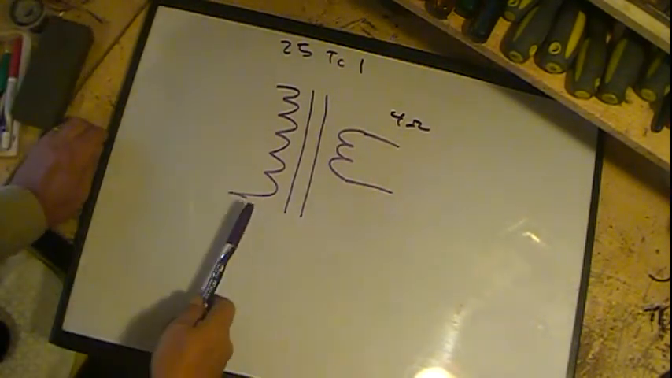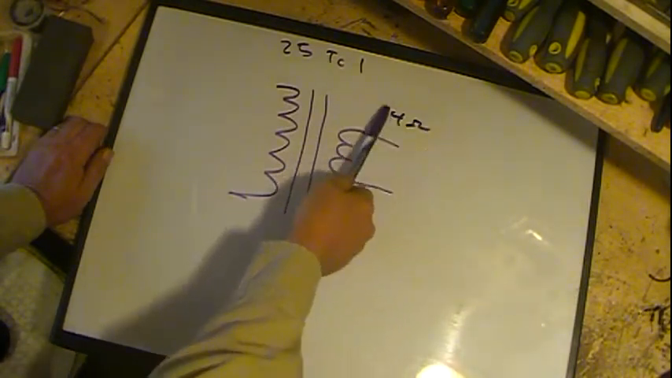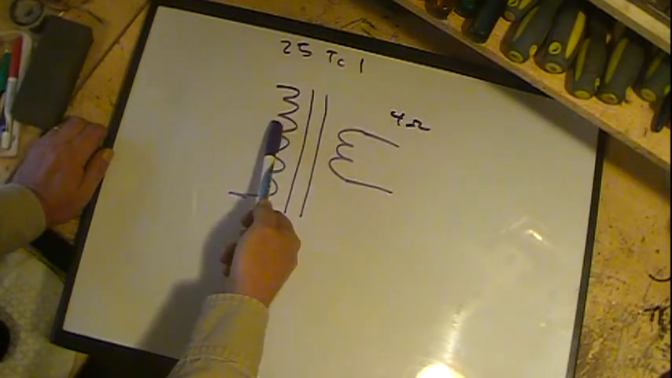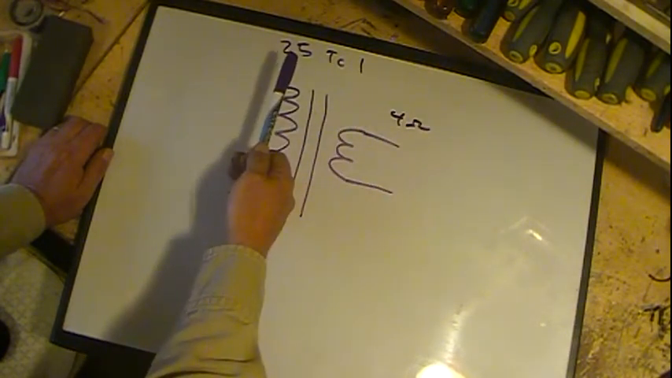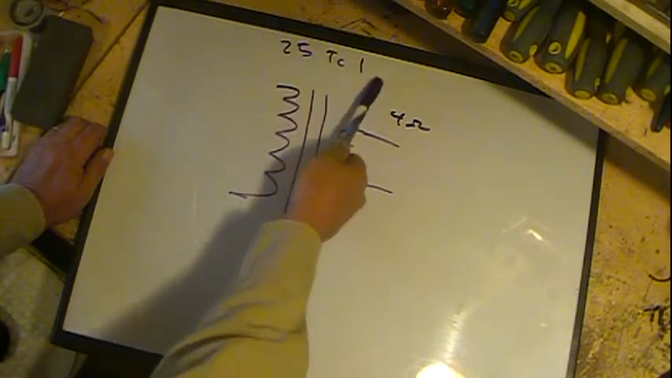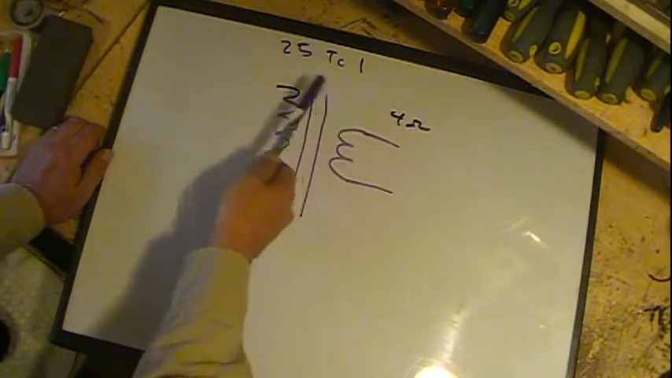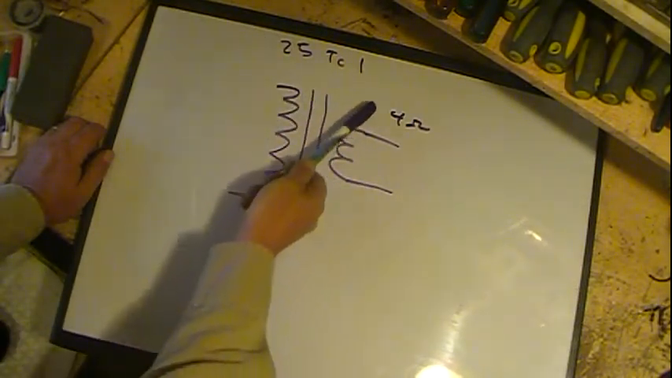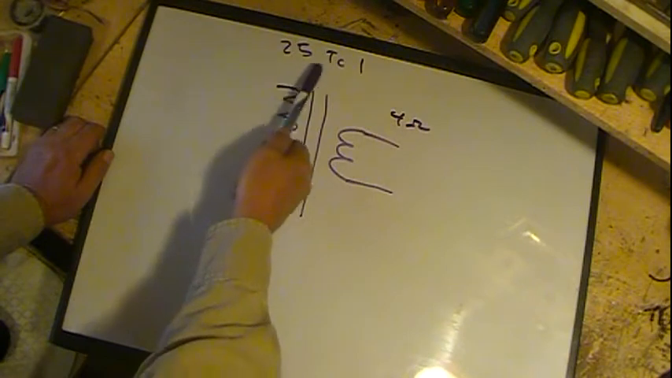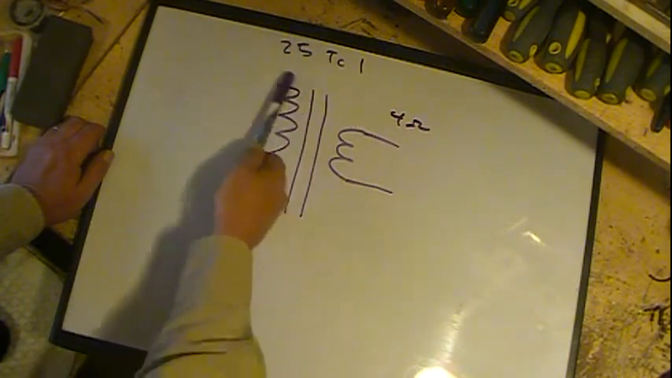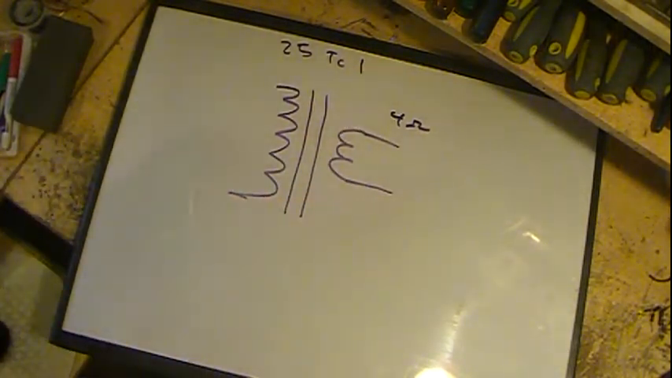What happens is the secondary will reflect this 4 ohms back through the transformer from the secondary winding back to the primary, in accordance with this turns ratio. It works out that it squares it, increases it by times itself. Because we've got a 25 to 1, it'll increase by the square of that, times this 4 ohms, to the impedance here, which worked out to be 2,500 ohms.